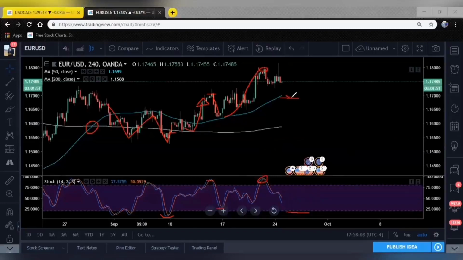From there, you could look to buy for a bullish uptrend after price reaches that 50 moving average, and also after the stochastic has reached the lowest point possible, which is the 20 area, for a buy.